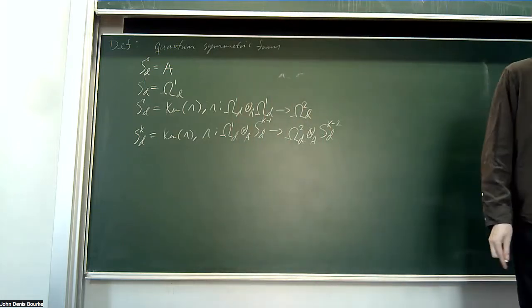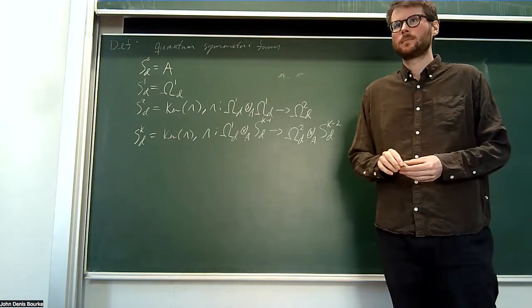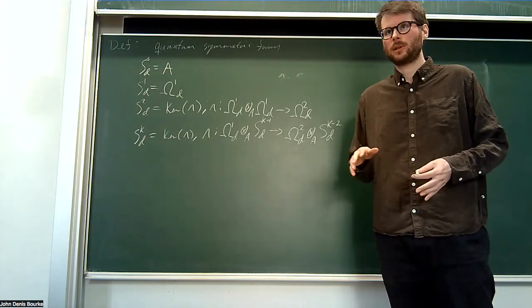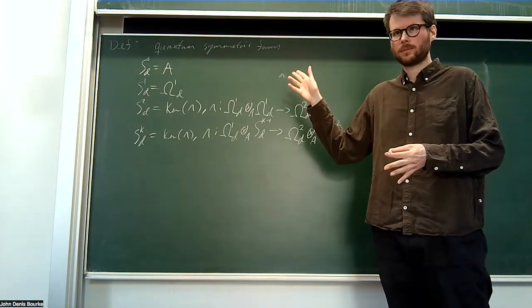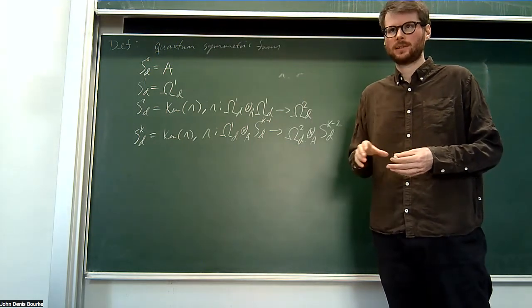So a K form is an element of SkD. Not a K form, a symmetric. Yeah, it's a quantum symmetric K form that is an element. That's the definition. It's an element of SkD.